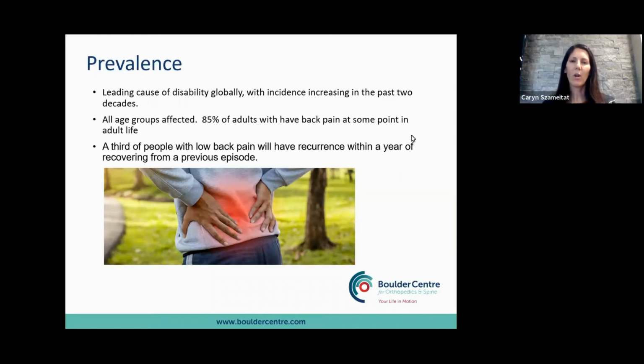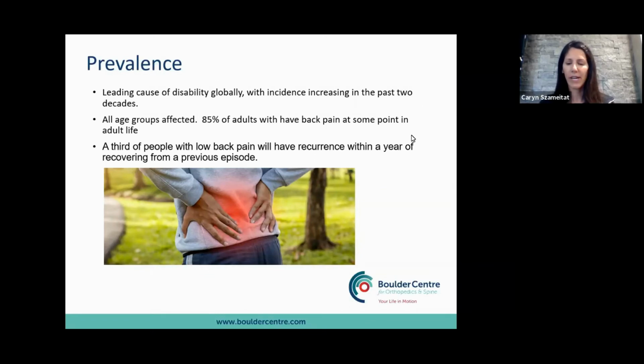I hope you can see that, and then you can understand why it's important for physical therapists to strive to provide treatments that are going to help towards that recovery. We want to make sure we're doing treatments that have proven to be effective.